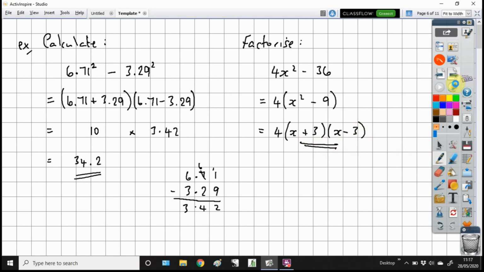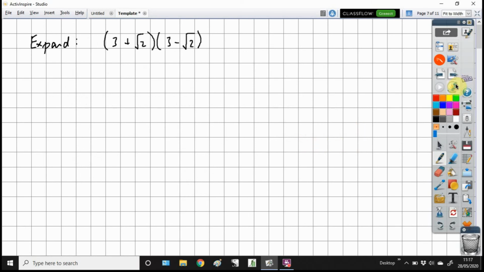Lastly, for this video, I want us to look at the difference of two squares when surds are involved. Now, to understand this properly, you'll need to have watched the introduction to surds, in particular a video on expanding brackets with surds. But this is now going to be very useful when we're trying to rationalise the denominator.